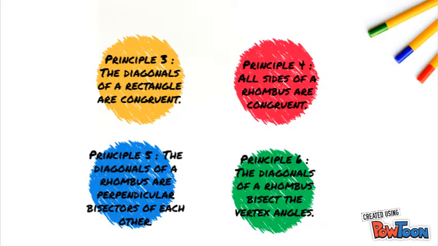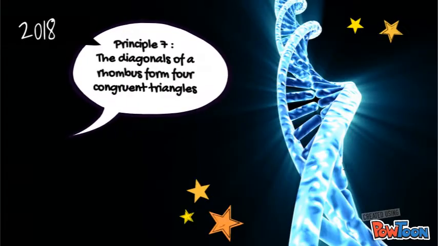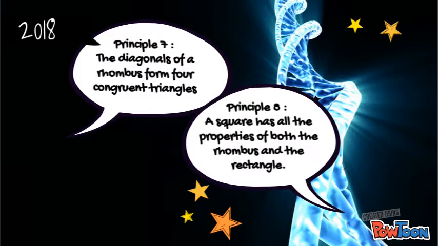Principle 4. All sides of a rhombus are congruent. Principle 5. The diagonals of a rhombus are perpendicular bisectors of each other. Principle 6. Principle 7. The diagonals of a rhombus form 4 congruent triangles. Principle 8. A square has all the properties of both the rhombus and the rectangle.